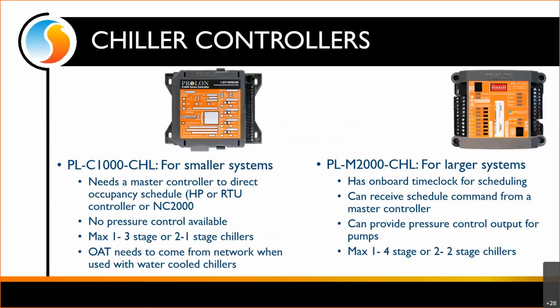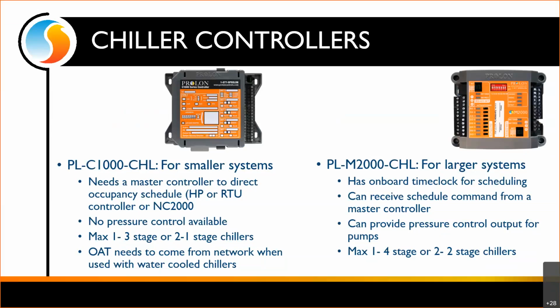Moving into the hardware side of things, if we have the C1000 chiller controller, that's going to be for your smaller systems. Again, we don't have that time clock. It can follow schedule commands, but it needs to be directed by either a master rooftop or a network controller. The C1000 does not have pressure control strategy available. I can go from max up to one 3-stage chiller, or I can have two single-stage chillers. So the graphics will redraw on that.